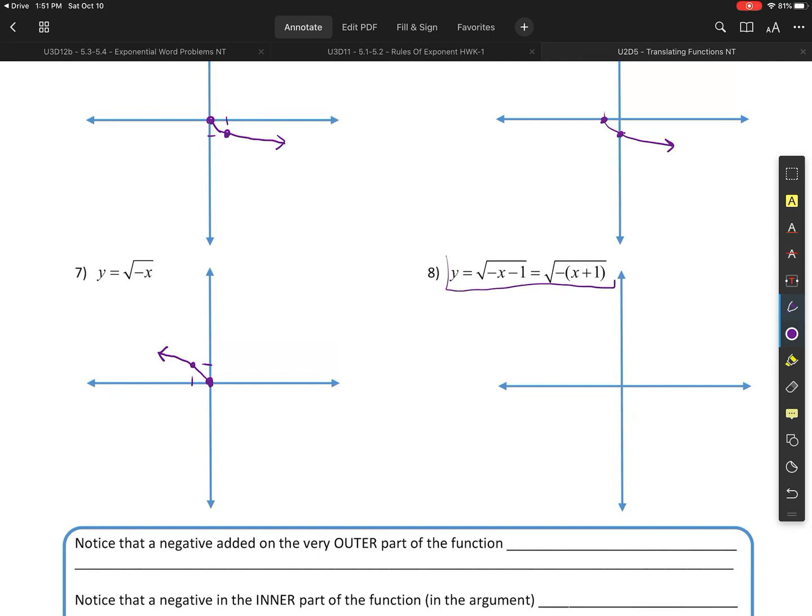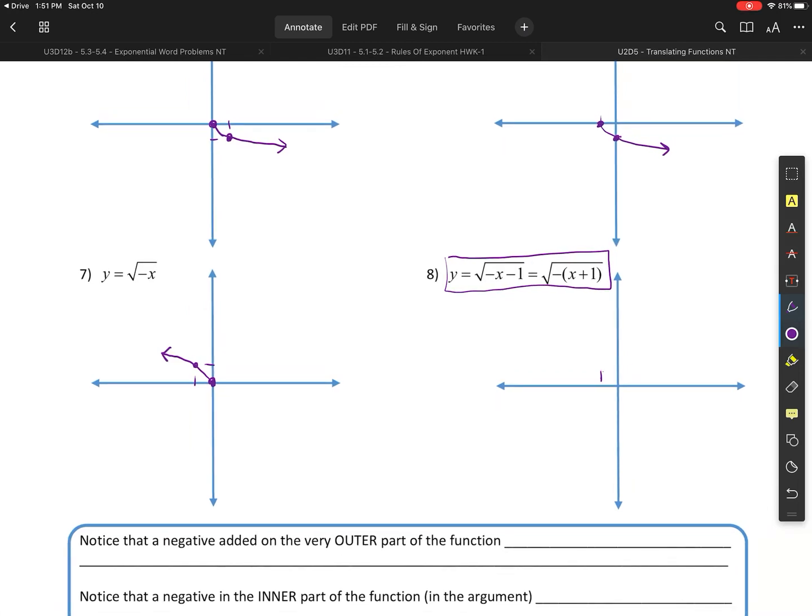For 8, this is key. To see the actual movement, we have to have the x and the number in parentheses. So I got rad negative x plus 1 right in there. So the plus 1 moves my graph 1 to the left. The negative flips it to the other side. So I'm going the 1, 1 method, since a is 1, and there's my graph.